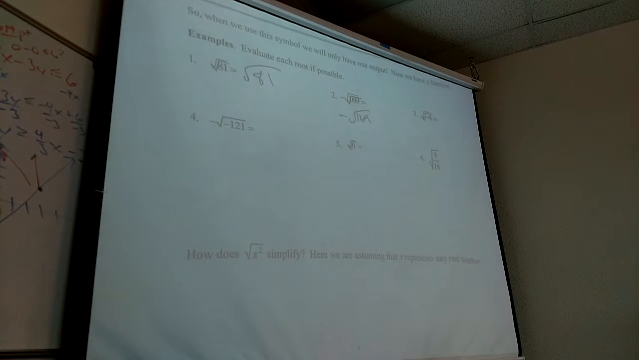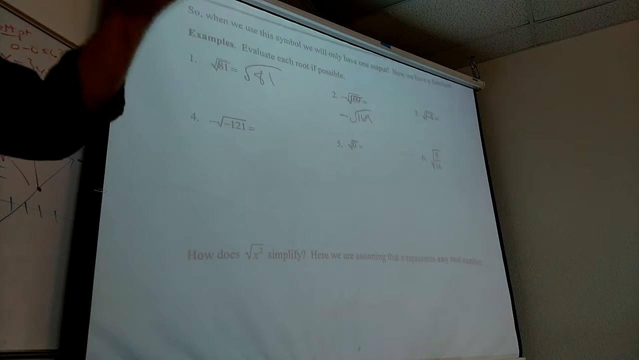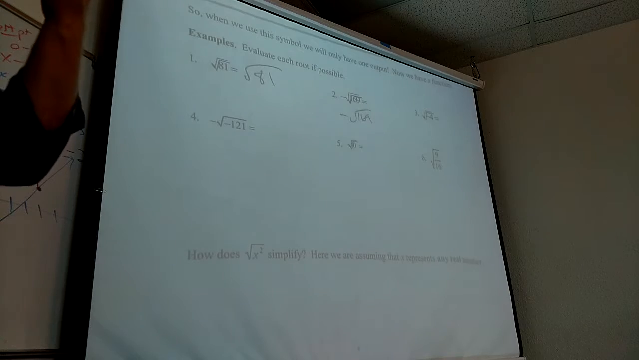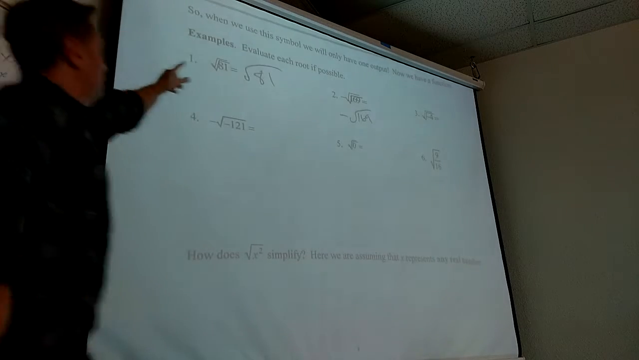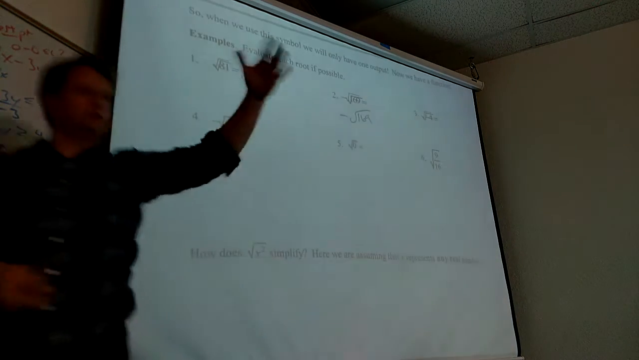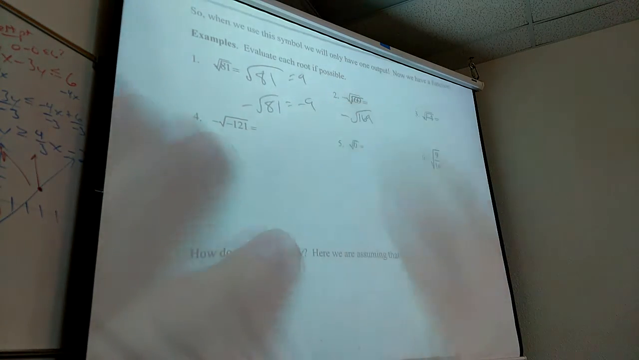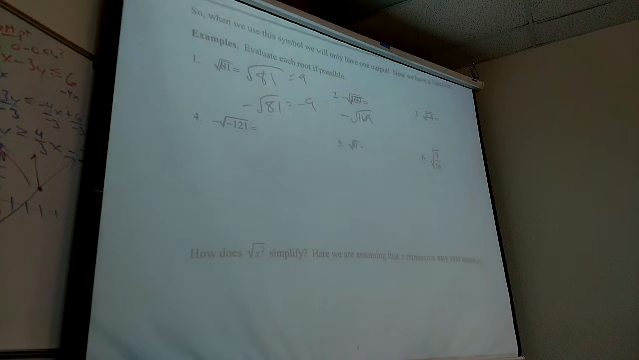So if I said, what are the roots of 81? What are the roots of 81? 9 and negative 9. If I have this symbol, that's understood to be the positive root. So what's the square root of 81? 9. What's negative square root of 81? There you go. That's how you get both. You have to be very explicit. I want the positive one or I want the negative one.